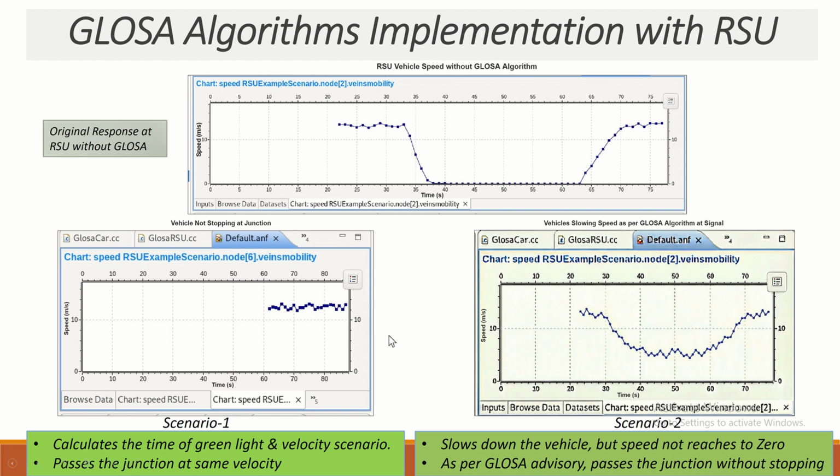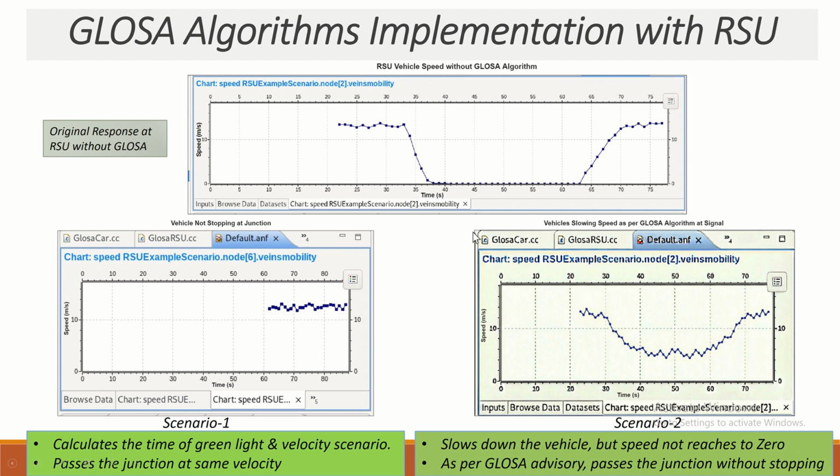In the second scenario, we see the ideal outcome. The vehicle receives the GLOSA message well in advance, so it adjusts its speed to match the green window. This is the green time, this is the red time, and the next is the green time. The result is that the vehicle passes through the junction without ever coming to a complete halt. It doesn't come to zero. It has some speed, but it is slow for some time. As per the GLOSA advisory, the vehicle passes the junction without stoppage.